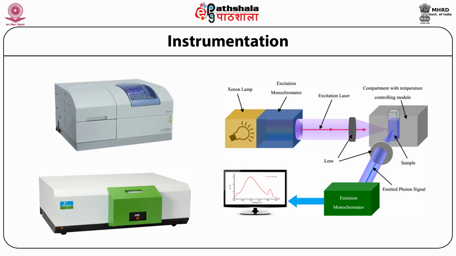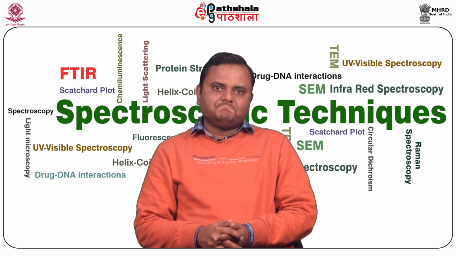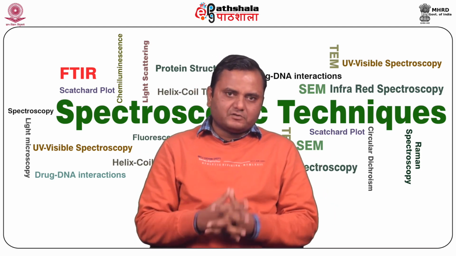We discuss the instrumentation of fluorescence. You can see here that it has a xenon lamp, which is the source of light, and the light of a particular wavelength is selected by the excitation monochromator, which focuses the light to the lens, and that lens focuses the light to the sample. At a right angle to the sample, emitted light is collected by another lens, which directs it to the emission monochromator, and then the light passes to the detector and gives the signal in the form of a fluorescence spectrum.